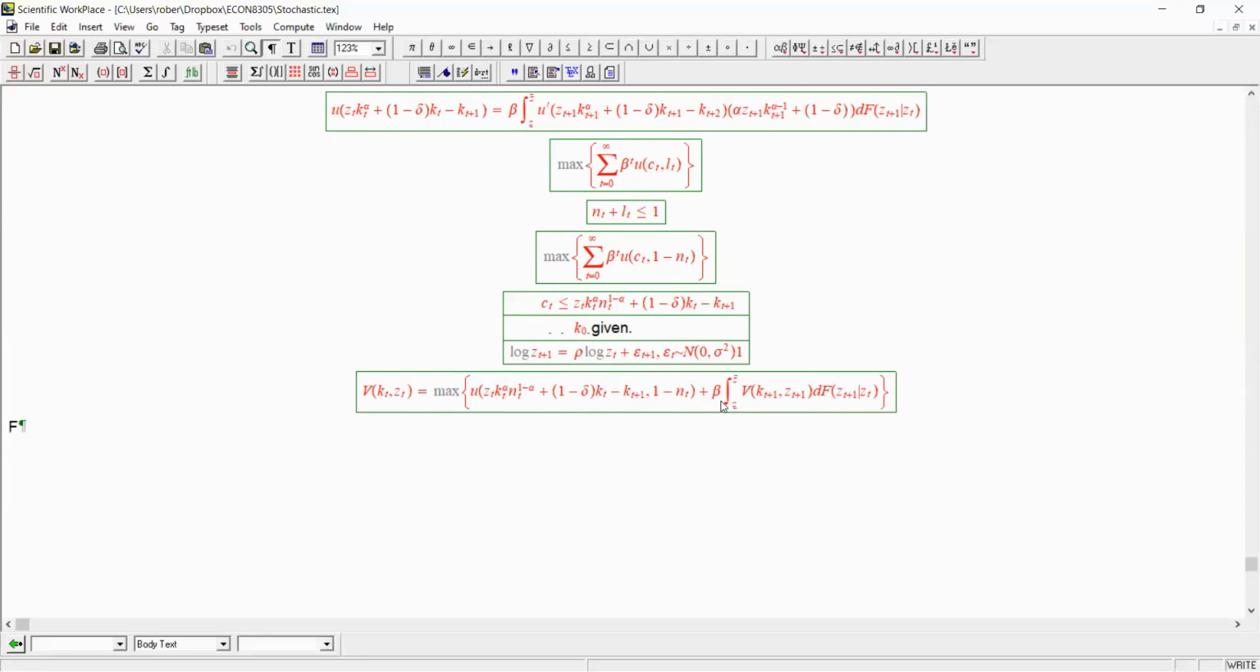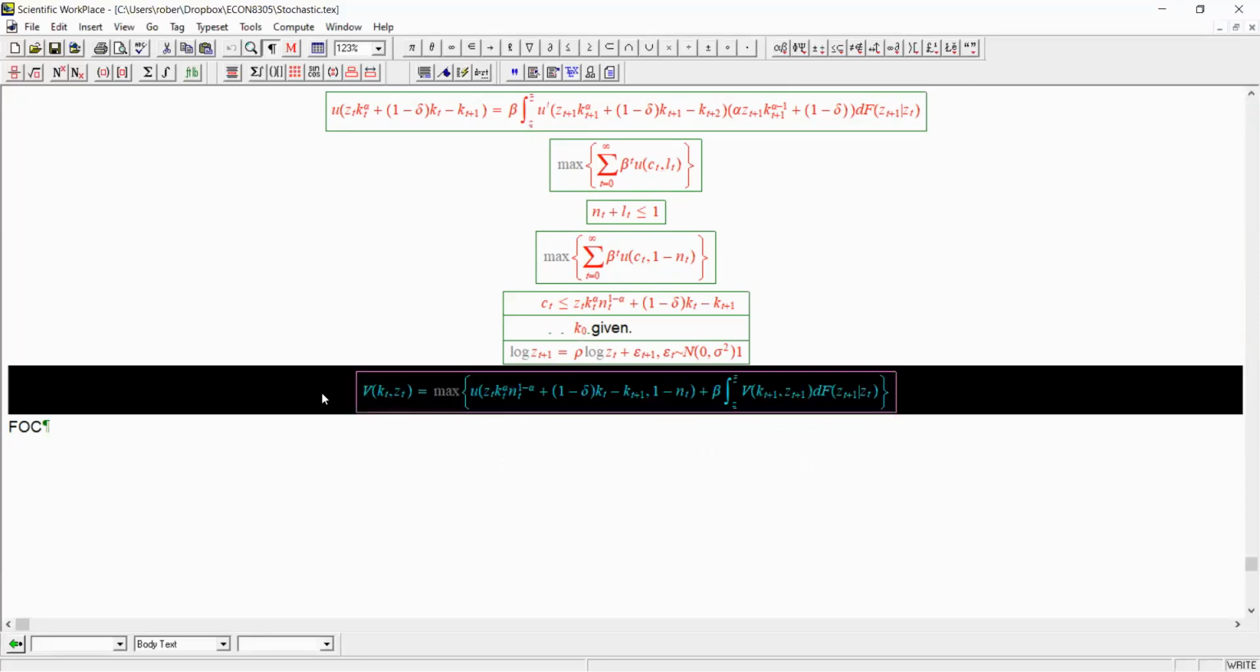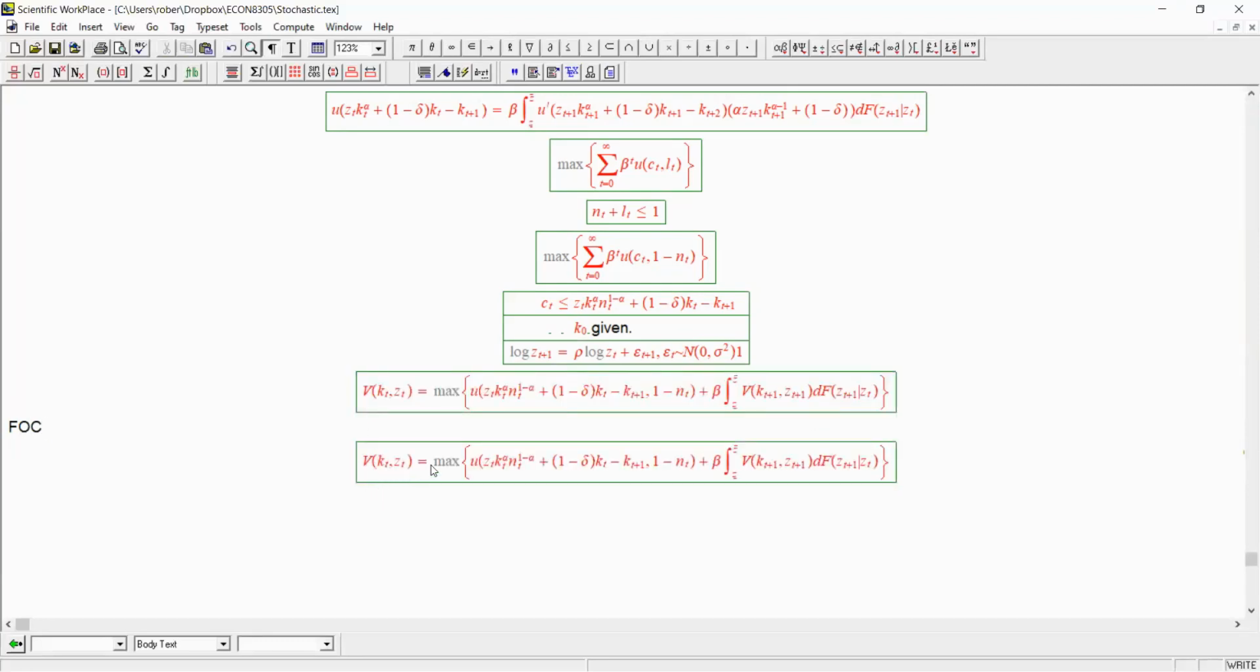Now, let's take the first order conditions. The first order condition with respect to capital in the future is going to be the same as before. This will become u prime times the derivative of this function with respect to its argument. One difference, of course, is that we need to be careful about which argument of this function the derivative is relevant for. In this case, it's the first one, which is consumption. Now let's go over here. It's the first argument, same discussion, and all of this, of course, has to be equal to 0.